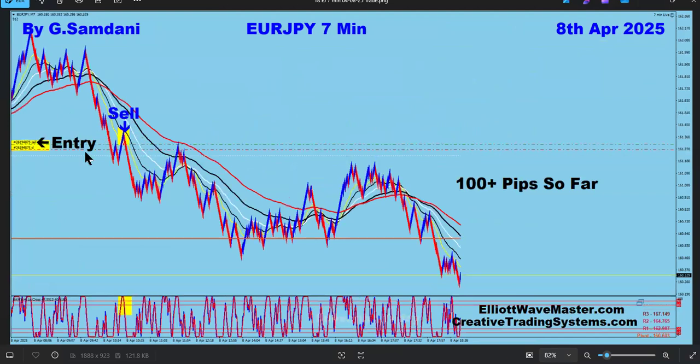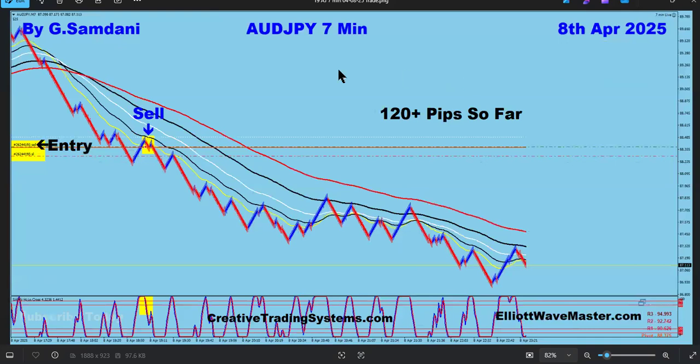Euro yen dropped from there, 100 pips from the 7-minute chart on the 8th. And on the 8th, the Aussie yen pair went down again. And yen started to get strong, right? So this is 120 pips to the downside.